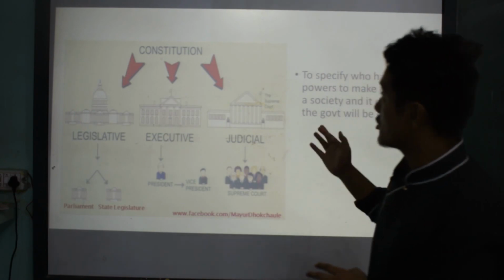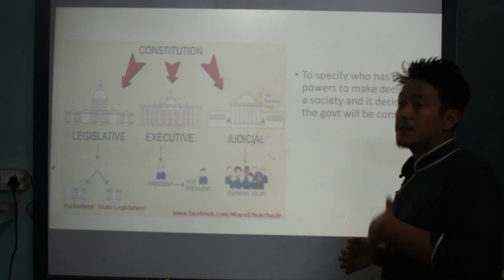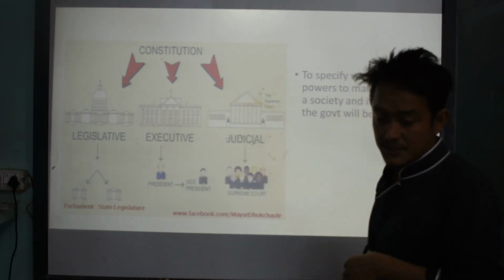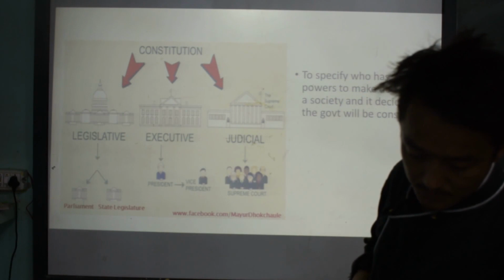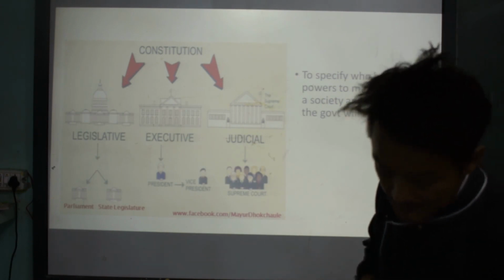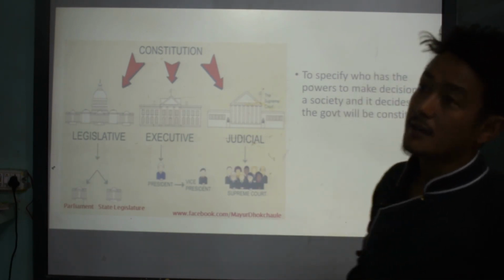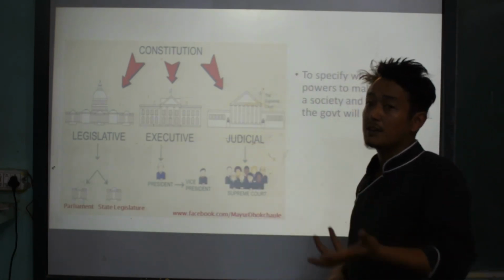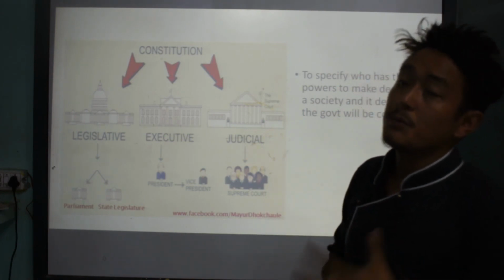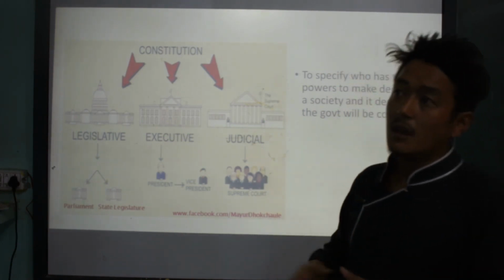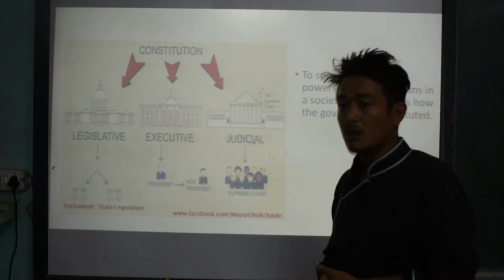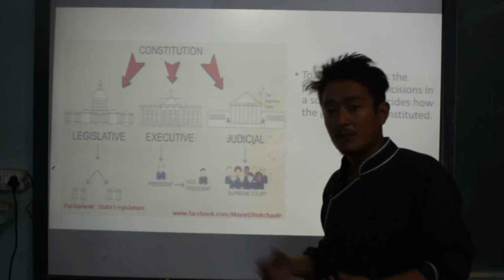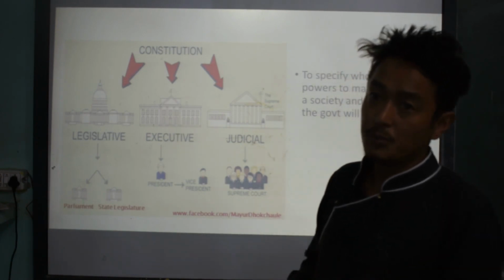So here, the Constitution also specifies what kind of decision-making powers they would have. Let's take an example of a non-democratic country, for example, a monarchy country. Throughout history, there are a number of monarchy countries in which all the major decisions were made by either the king or queen. The decisions they have made should be obeyed by everyone, whether they like it or not. They have to obey it, right?